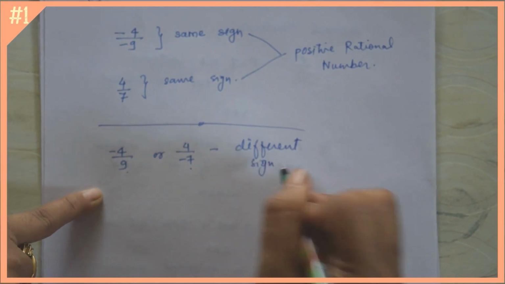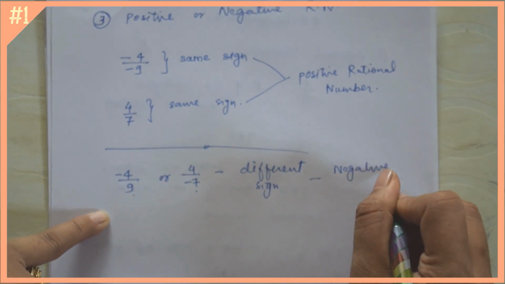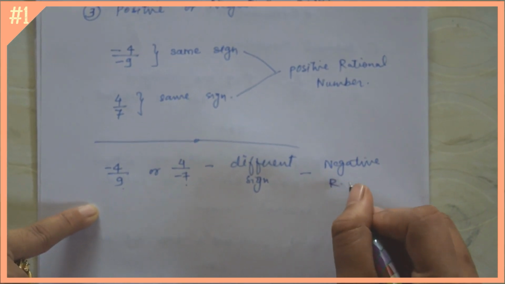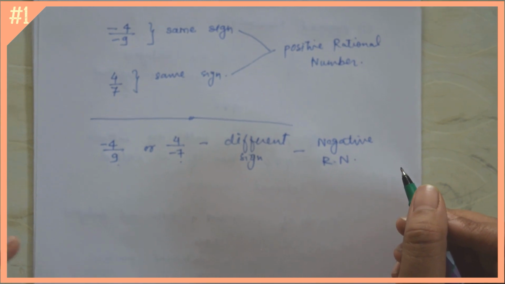One is positive, another is negative. So it becomes a negative rational number. That is how you will identify whether the rational number is positive or negative.